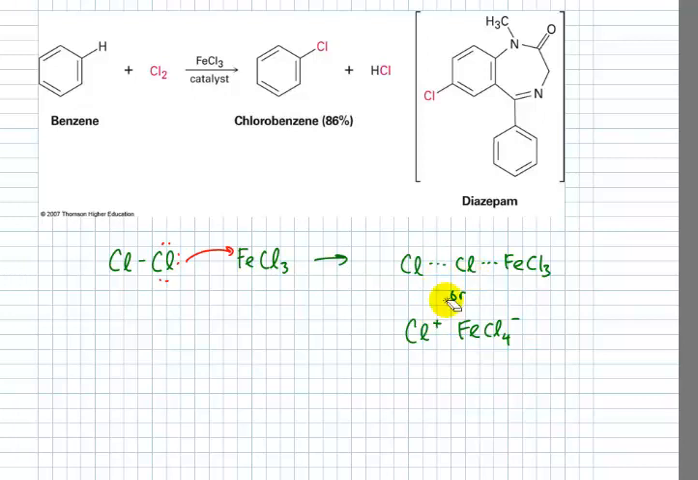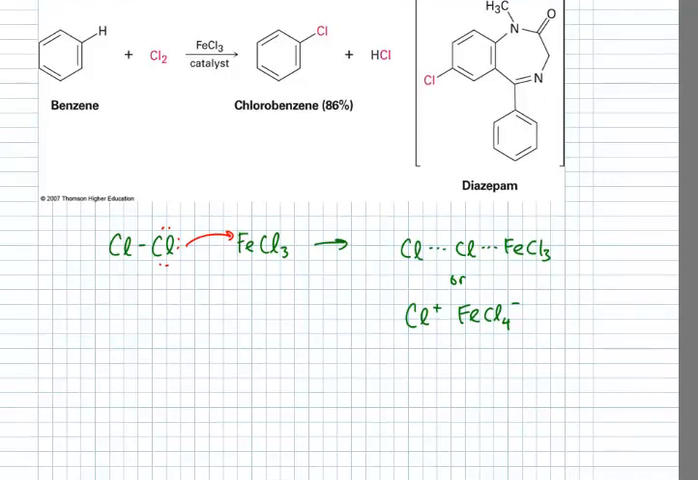The only difference is to what extent we've carried this reaction forward. Have I completely formed the iron-chlorine bond and broken the chlorine-chlorine bond, or are those still partly formed? Either one of these is perfectly acceptable in drawing a mechanism for using one of these iron compounds as a catalyst. Let's draw benzene.